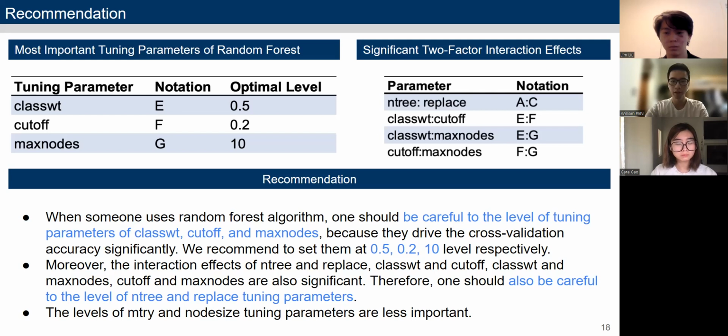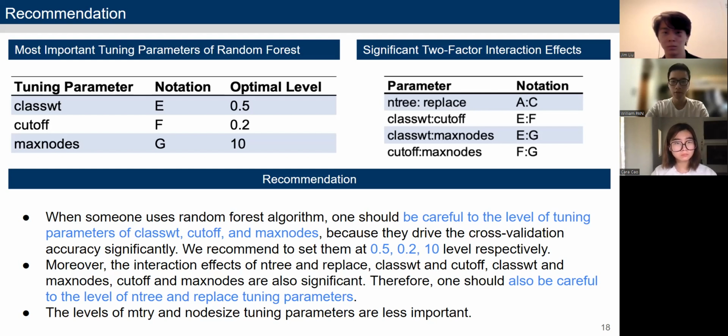We also identified 4 significant two-factor interactions as listed. So we recommend to set the tuning parameters at the above levels if someone is using the random forest algorithm. Also, since the interaction between entry and replace is significant, one should also look out for these parameters during setting.